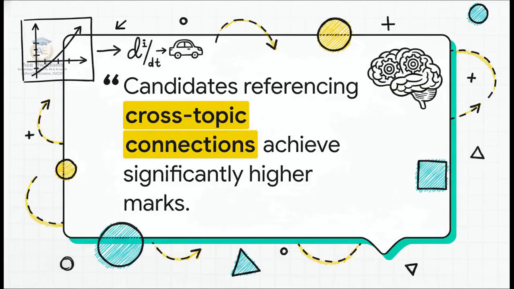Let's run a UV highlighter over the actual principal examiner reports, because this reveals the secret weapon of top-tier students. Look at this direct quote. Candidates referencing cross-topic connections achieve significantly higher marks. Bam! There's your hidden evidence. Integrating your kinematics work with other syllabus areas, like calculus for example, recognizing that velocity is actually the derivative of displacement, is exactly how you unlock those high tariff points. The examiners want to see that you understand the entire structural framework, not just one isolated topic.